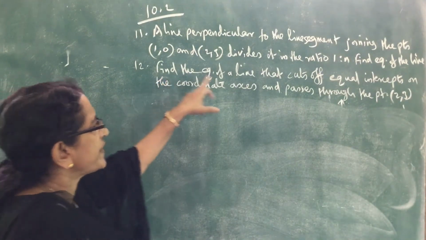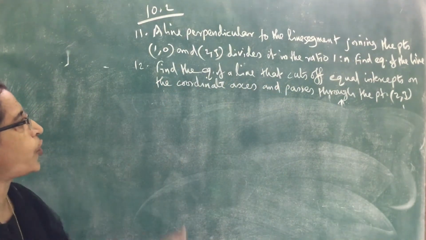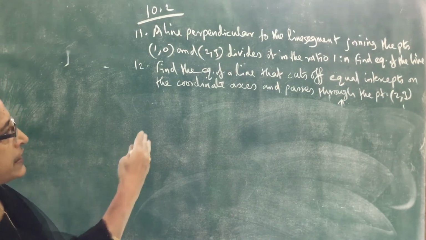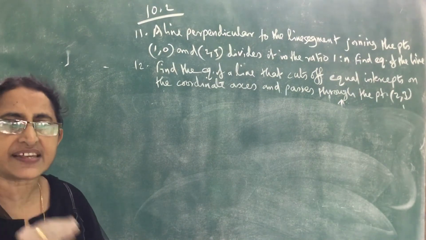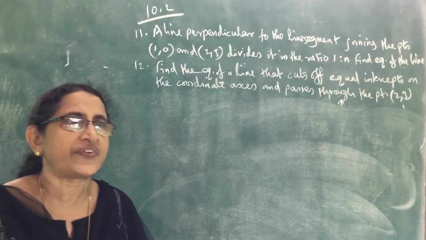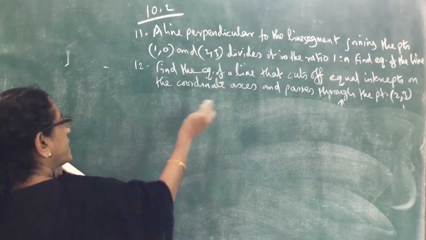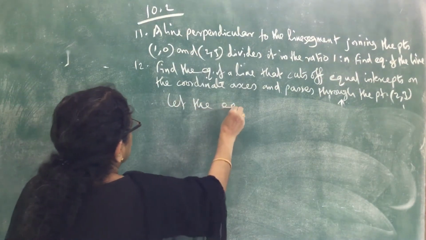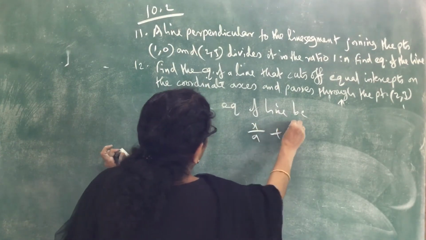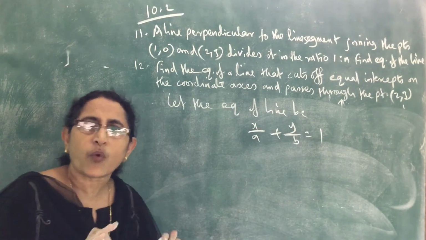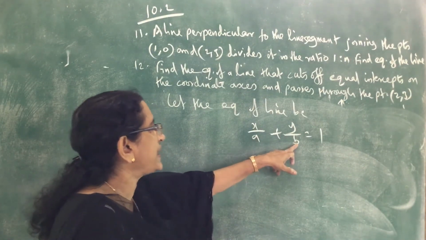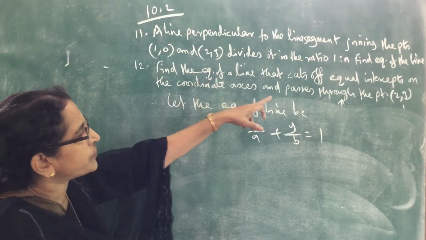Now see question number 12. Find the equation of the line that cuts off equal intercepts on the coordinate axes and passes through the point (2, 3). Given that both the intercepts, x-intercept and y-intercept, are equal, we can use the intercept form of the equation of a line. Let the equation of the line be x by a plus y by b equals 1. Let this be the required equation of the line. We want to find only a and b, the x-intercept a and the y-intercept b.